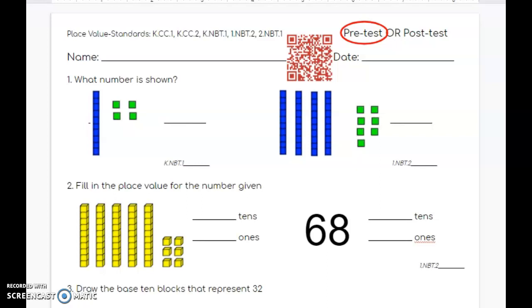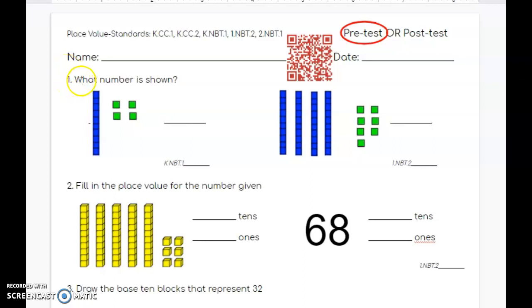Today's test is over place value. Please put your name on the line and look up on the board and write the date down for today. Remember, you can pause this video if you need time to write, and you can also re-watch parts of the video if you have a question or need to hear something again.